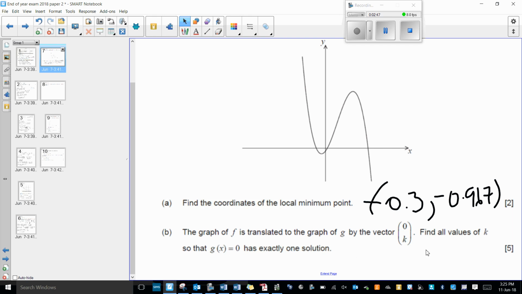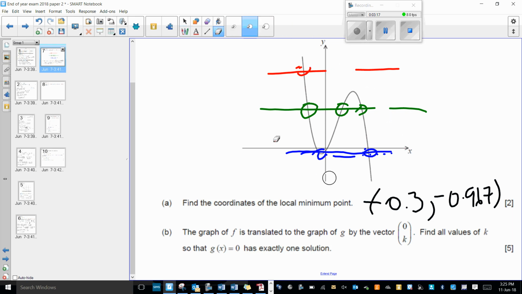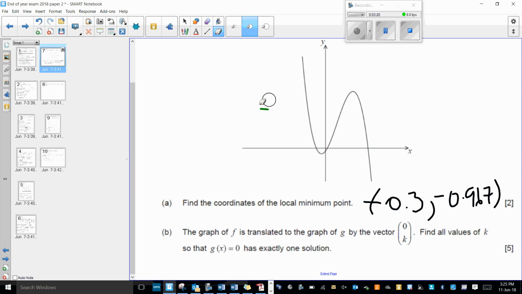Well, if I were to draw a horizontal line through here, I would have 3 solutions. If I were to draw a horizontal line through here, I would have just one solution. If I were to draw a horizontal line through here, oh darn it, I would have 2 solutions. Okay, so we want to shift this graph up or down so that we have only one solution when it's equal to 0. So in other words, it only crosses this axis here, one solution.